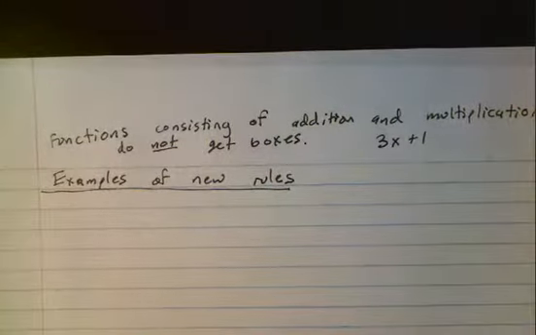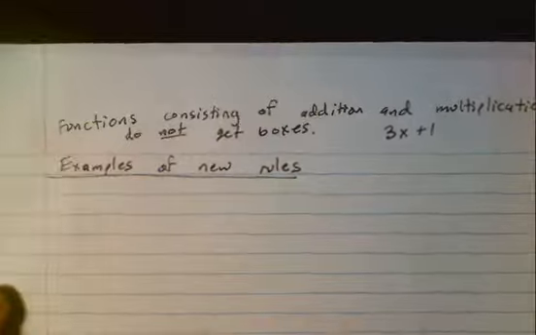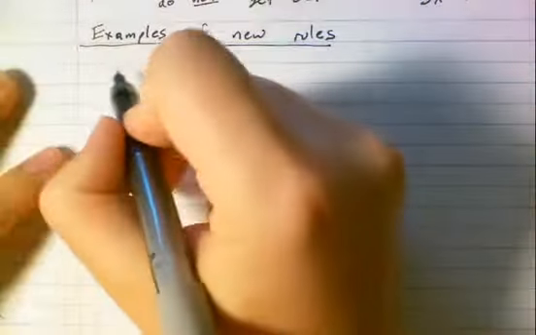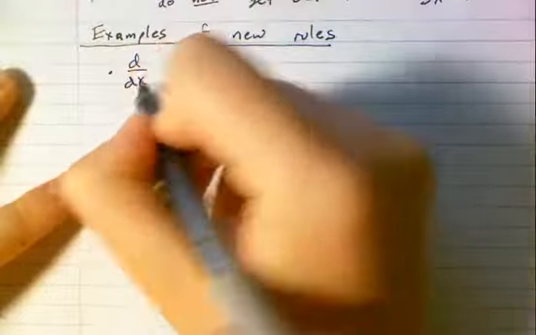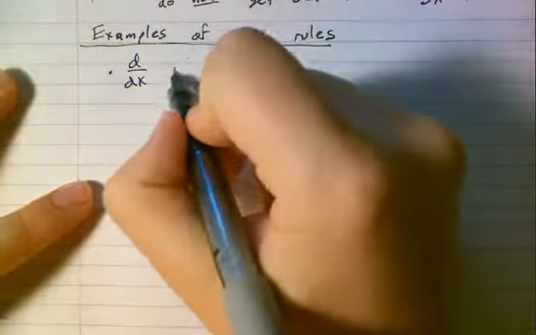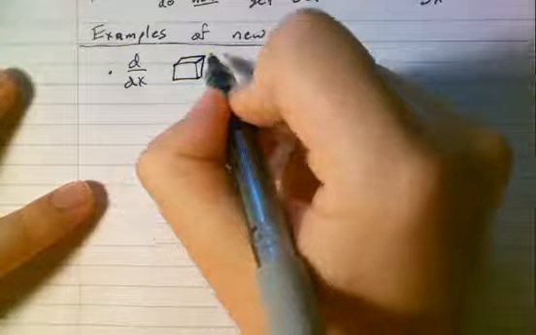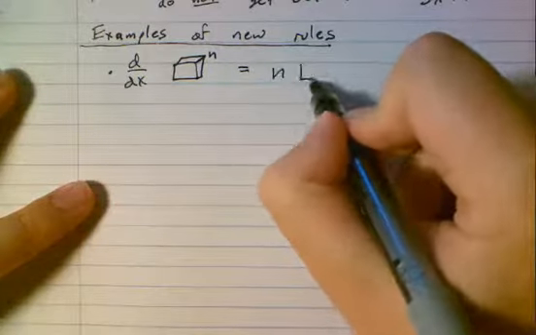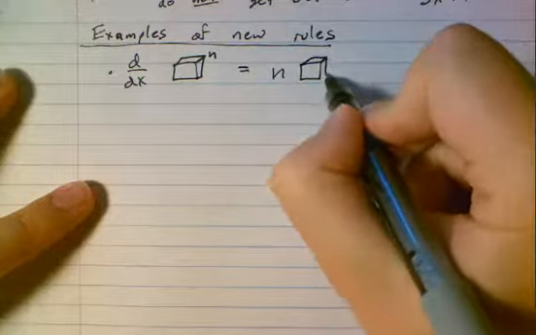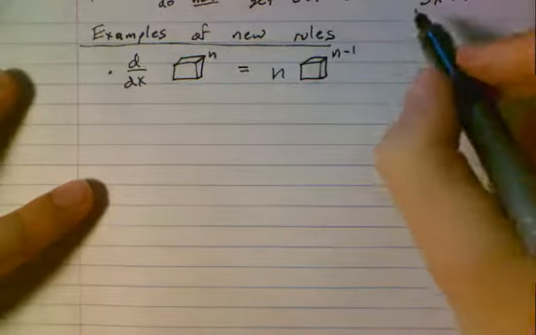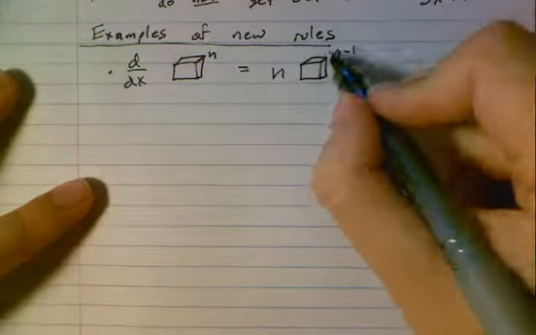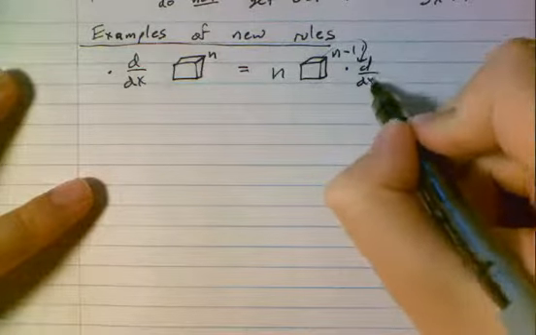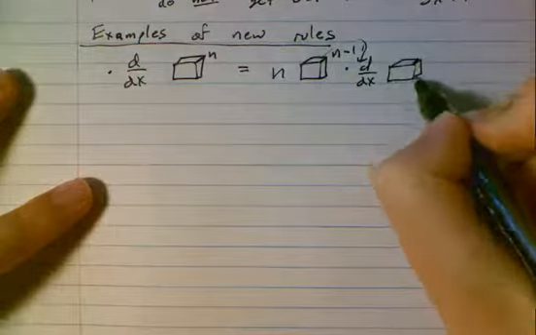So 3x plus 1, just going to sit and chill. Okay, coming back to our new rules. So if we have a situation where we're saying let's find the derivative of something to the nth power, that's going to be bring down the exponent, have whatever's in the box, and subtract 1 from the exponent. And then we also have to multiply by the derivative of whatever's in the box.